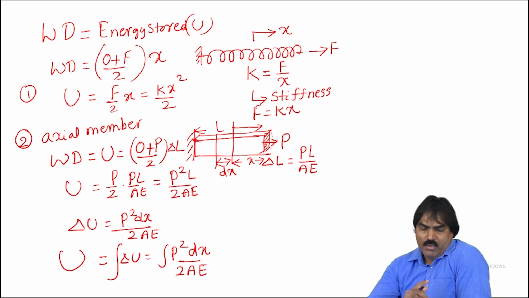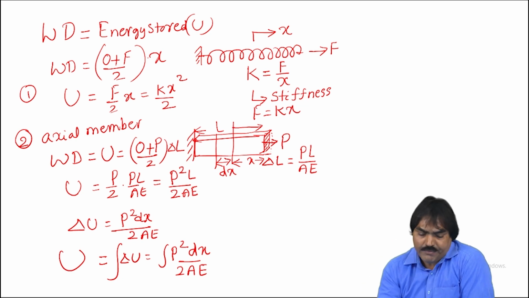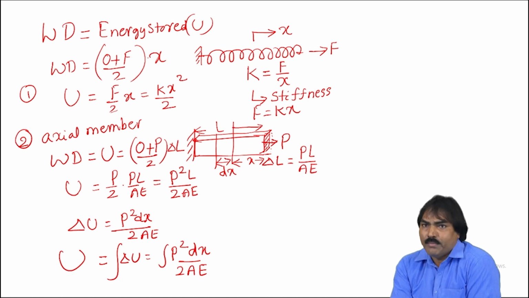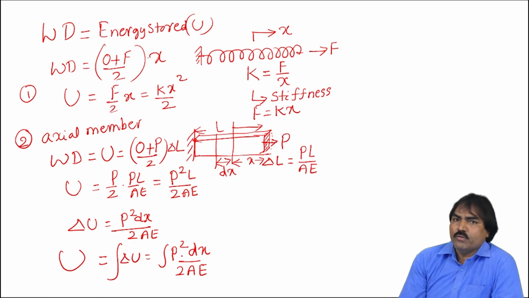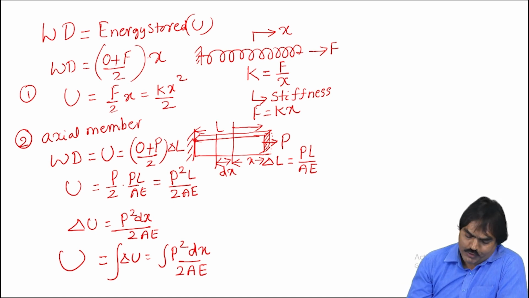Now see, the energy stored is proportional to the square of the load. That means if the load is tension or compression, that means the load is positive or negative, it is a square of the load. So the energy will always be a positive quantity, irrespective of the direction of the load acting on the structure.